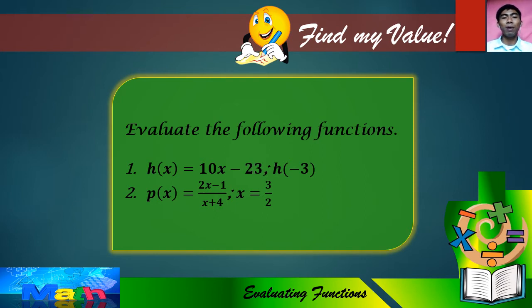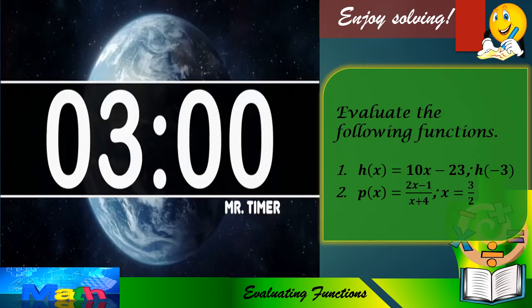Now, evaluate the following functions. H of x equals 10x minus 23 at h of negative 3. Second, p of x equals 2x minus 1 all over x plus 4 at x equals 3 halves. Guys, are you ready? If yes, then I will give you 3 minutes to answer the given activity. Your timer starts now.